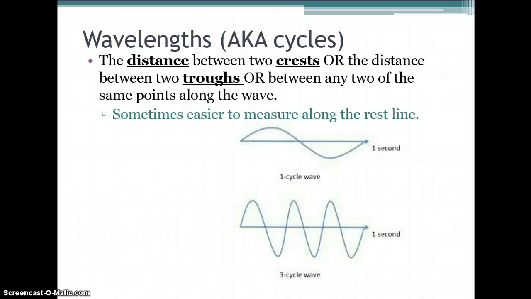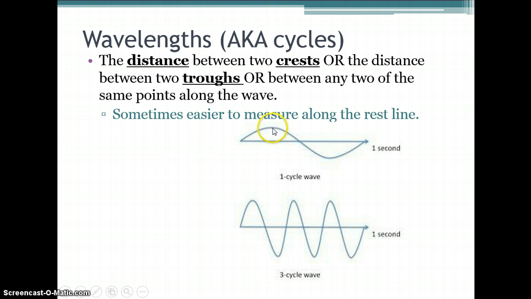Next, we're going to move to the second characteristic of wavelength. Wavelengths are also known as cycles. A wavelength is the distance between two crests or the distance between two troughs. Or really, you can measure it between any two of the same points. Let's look at a couple drawings down below before you draw yours on your paper.